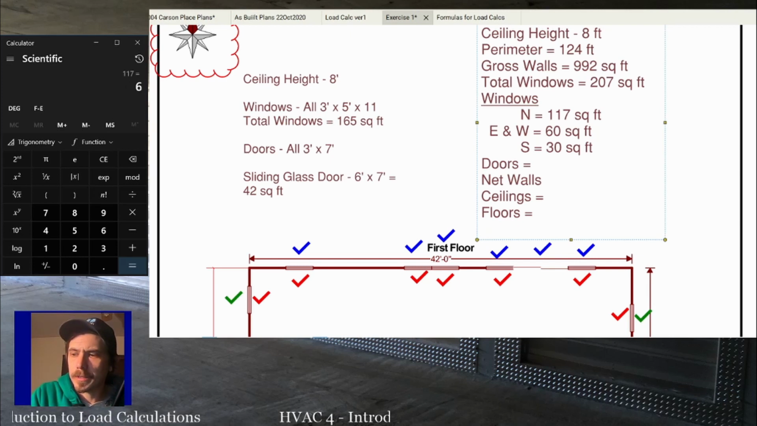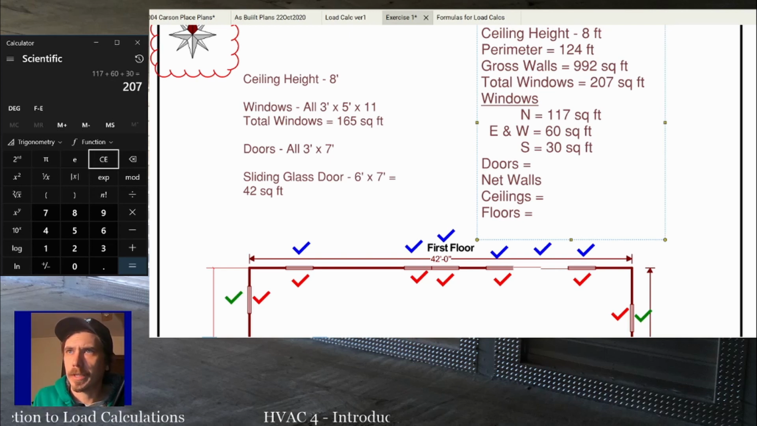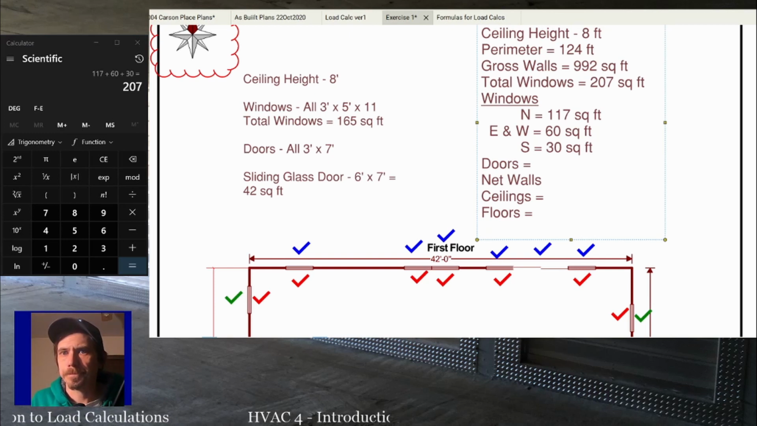117 plus 60. Oh, see, I messed up. Know how to use your calculator. 117 plus 60 plus 30 is 207. So we know we have not messed up our windows. We got the same answer multiple times, so we've got all the windows right.